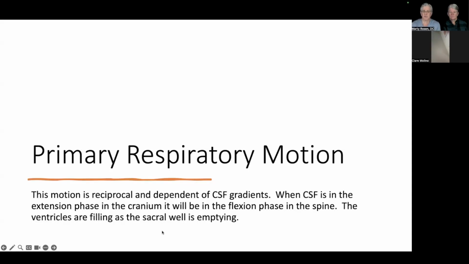So the difference between the secondary and primary is that primary respiratory motion is mitigated not only by dural tension, but by the flow of CSF. When there is more CSF in the sacral well or the lumbar cistern, there's slightly less in the cranial vault. And when this lumbar cistern gets compressed by the movement of the sacrum, it pushes CSF into the cranium, and that expands the ventricles.